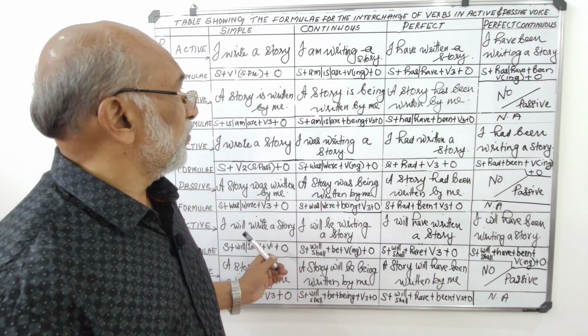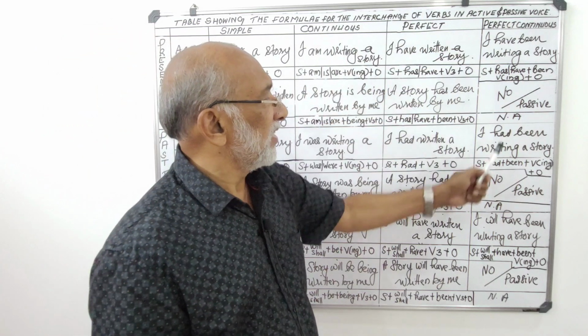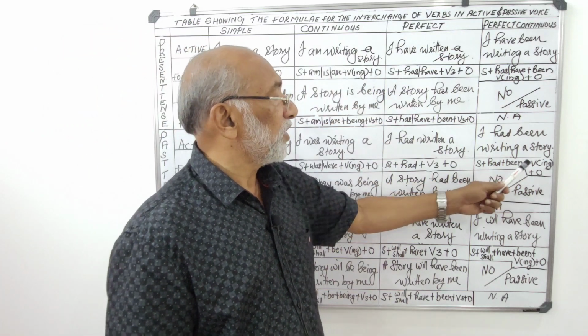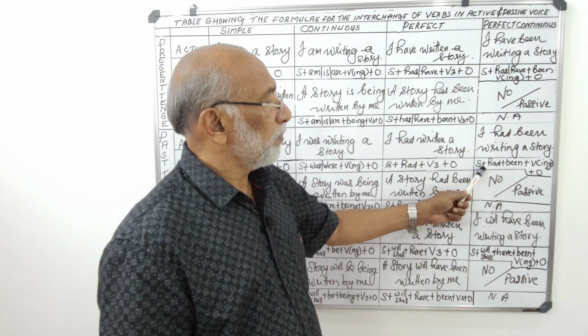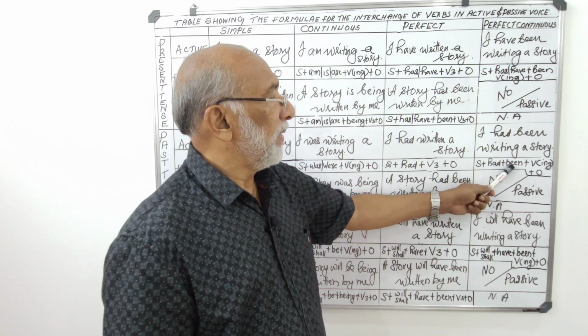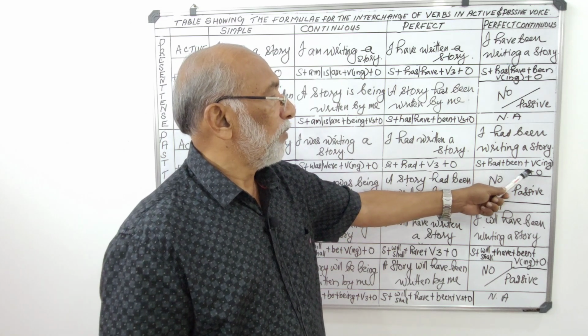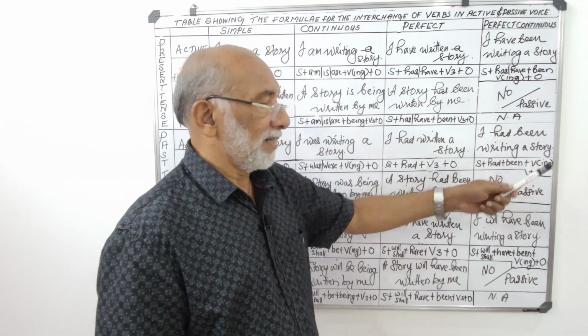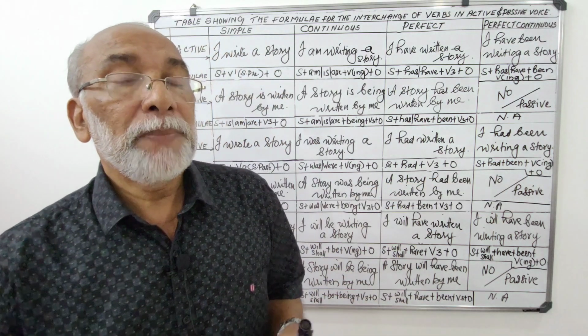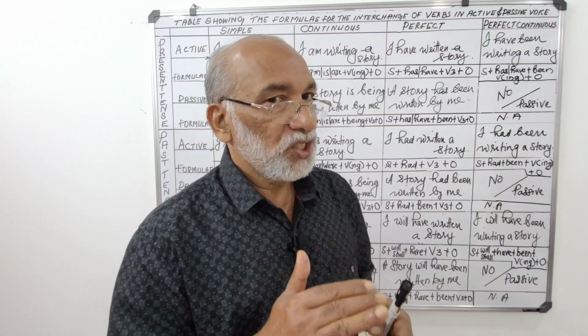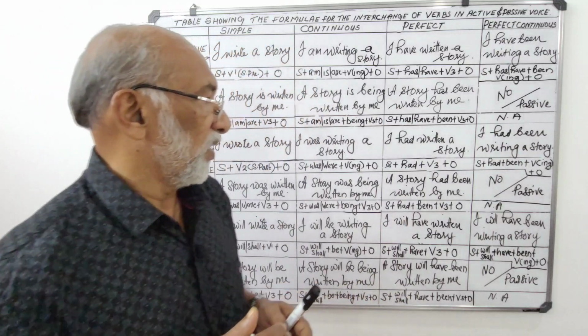And coming to the last one, past perfect continuous tense. I had been writing a story. The structure is subject plus had plus been plus ing form of the verb plus object. And here also we don't have the passive structure for past perfect continuous tense.